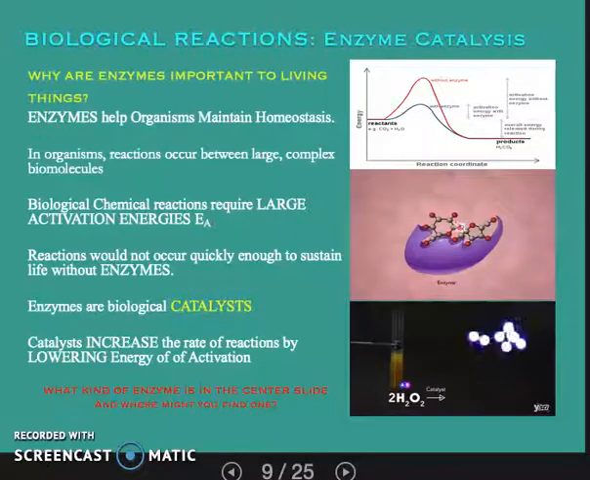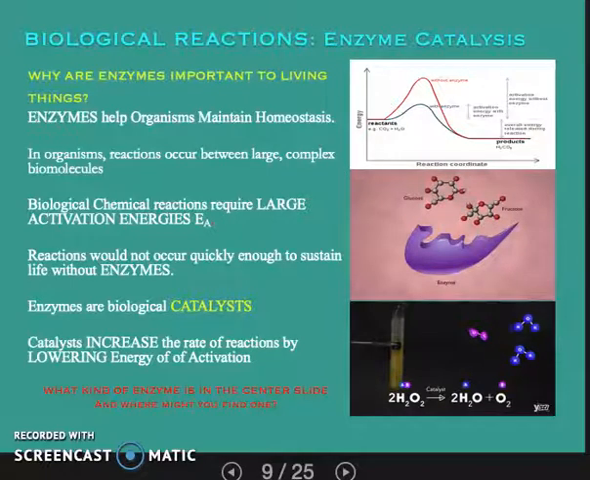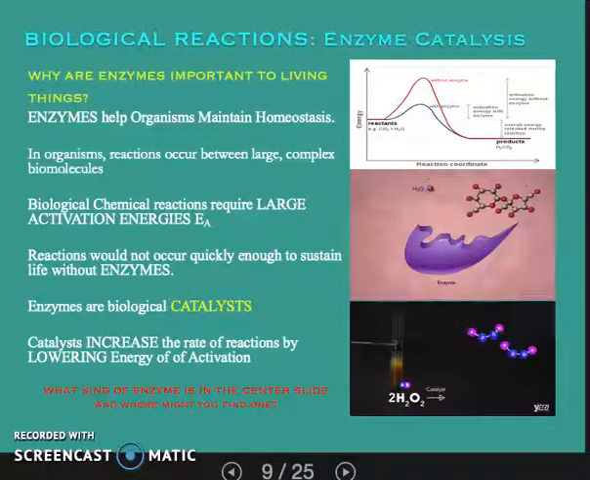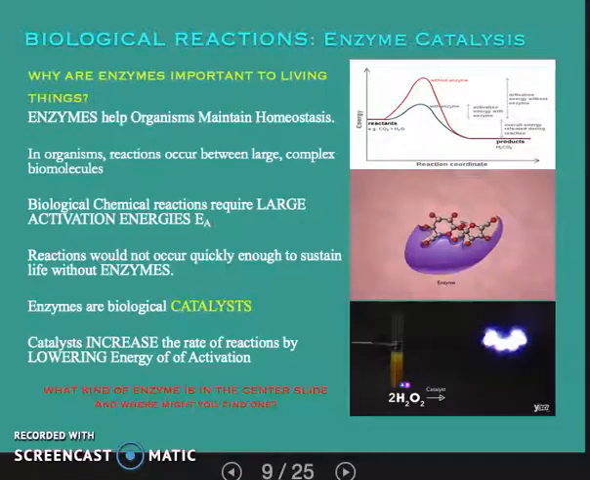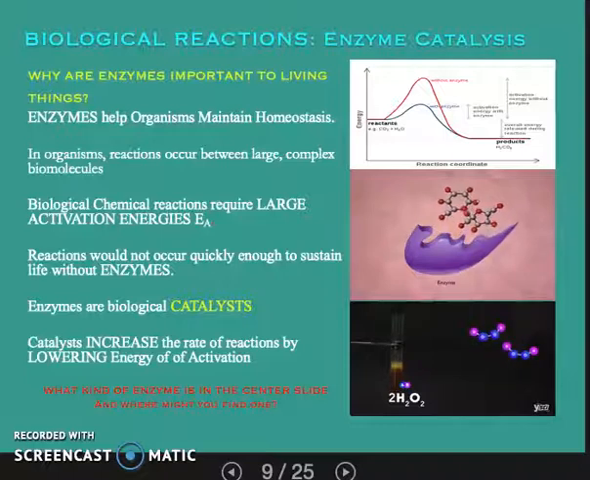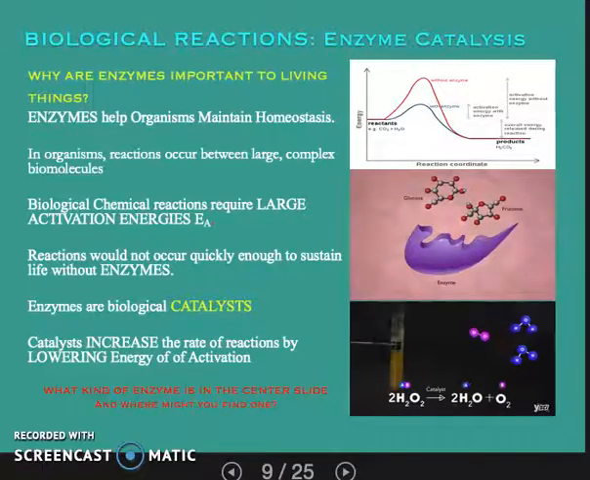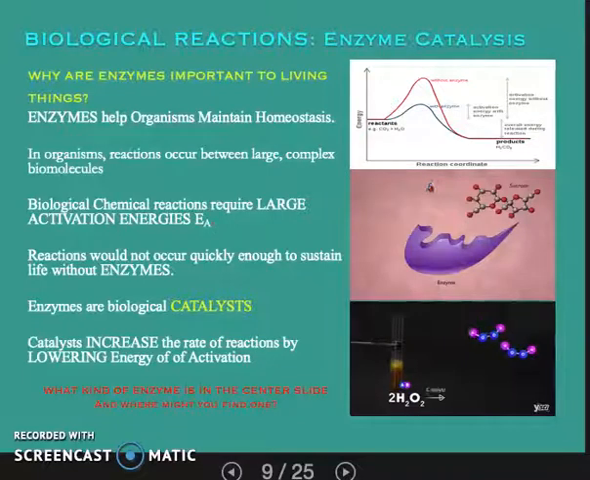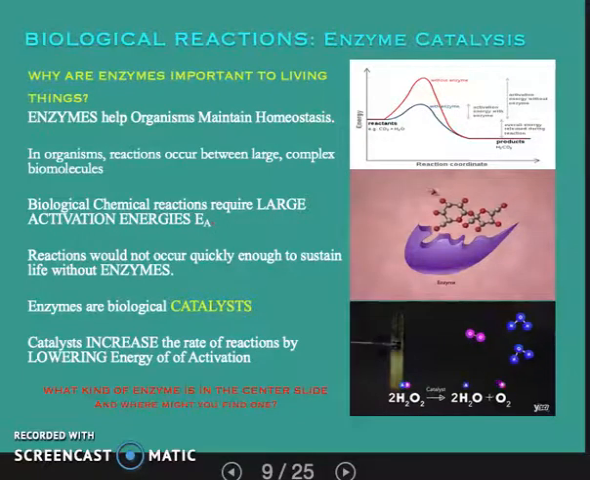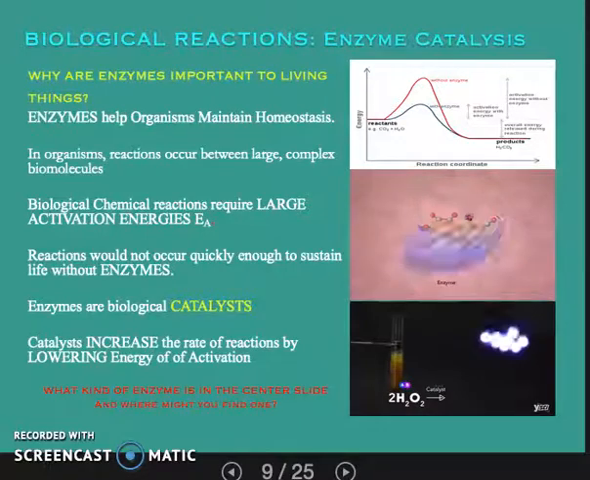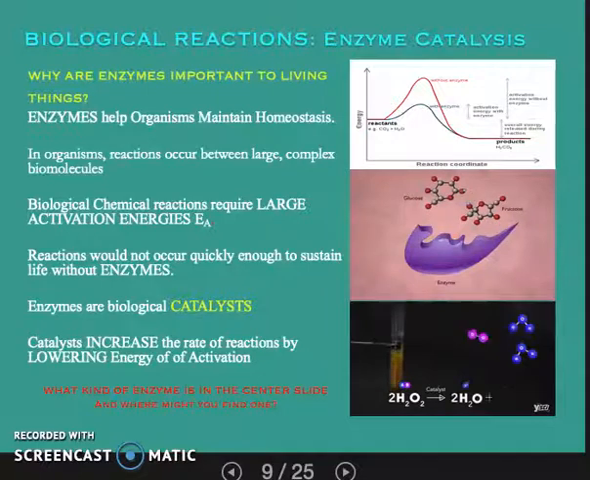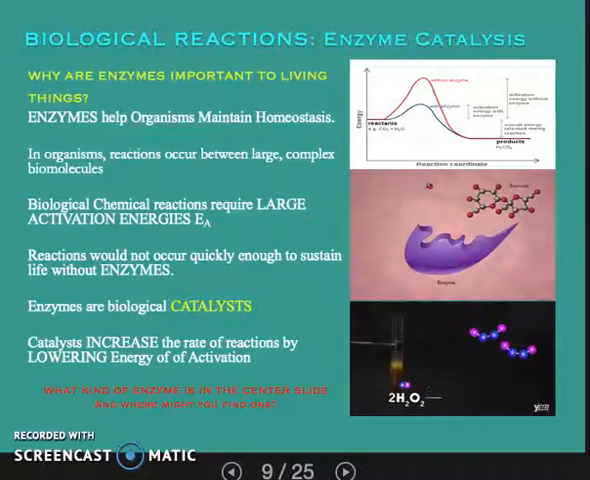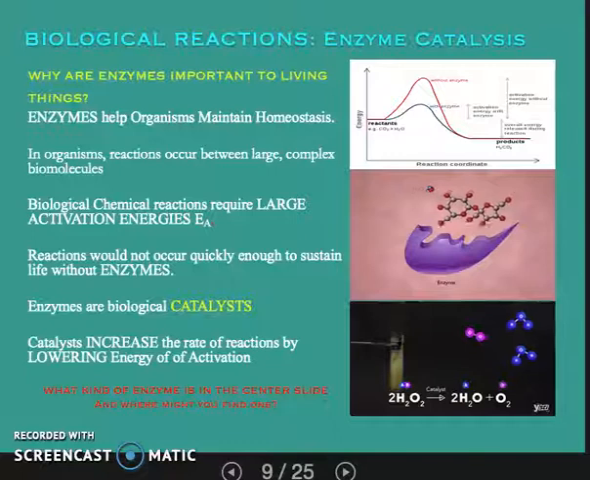Remember that biological reactions involve very large molecules, and these large molecules require large amounts of energy in order for them to be built up or broken apart. And so without enzymes, these reactions just simply wouldn't happen quickly enough. In any individual cell, you might have 10 million reactions happening per second. And remember, you're made up of 70 trillion cells, so it's virtually an infinite number of chemical reactions. And we can't just rely on luck.